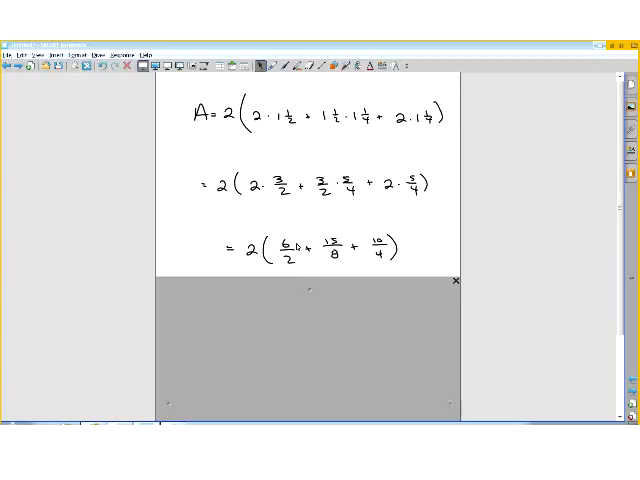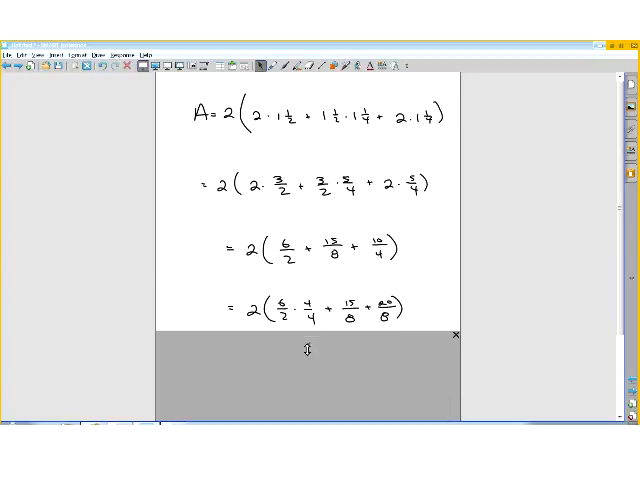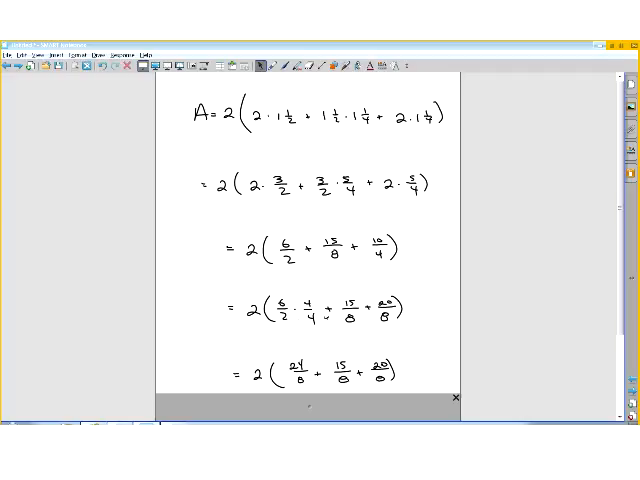So to get 8's here, we have to multiply by 4 in the numerator, 4 in the denominator. Here to get 8, we need 2, so we multiply by 2 over 2. 4 over 4, 2 over 2, which I went ahead and did the calculation. 2 times 10 is 20, 2 times 4 is 8.